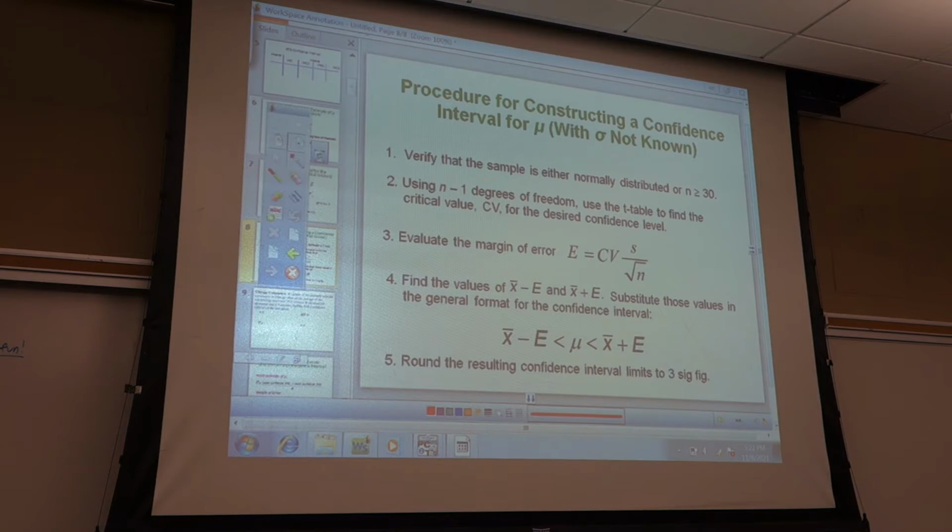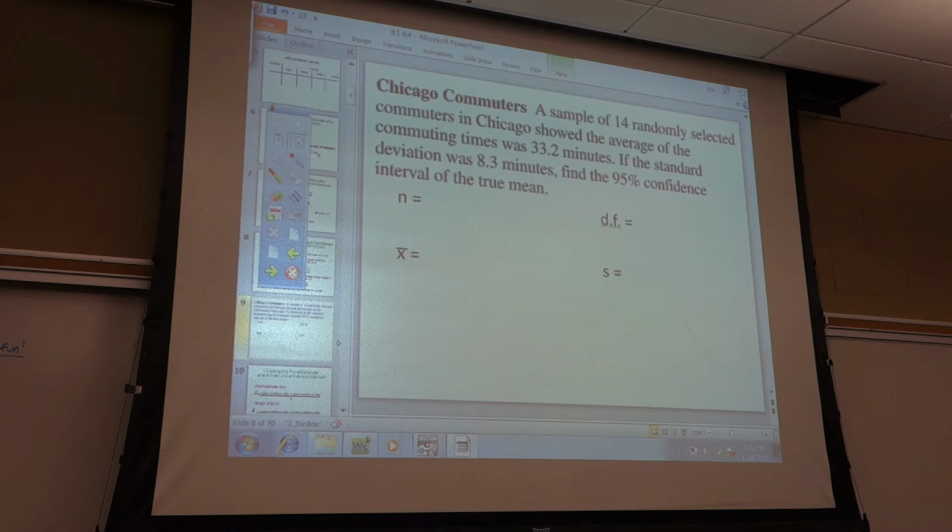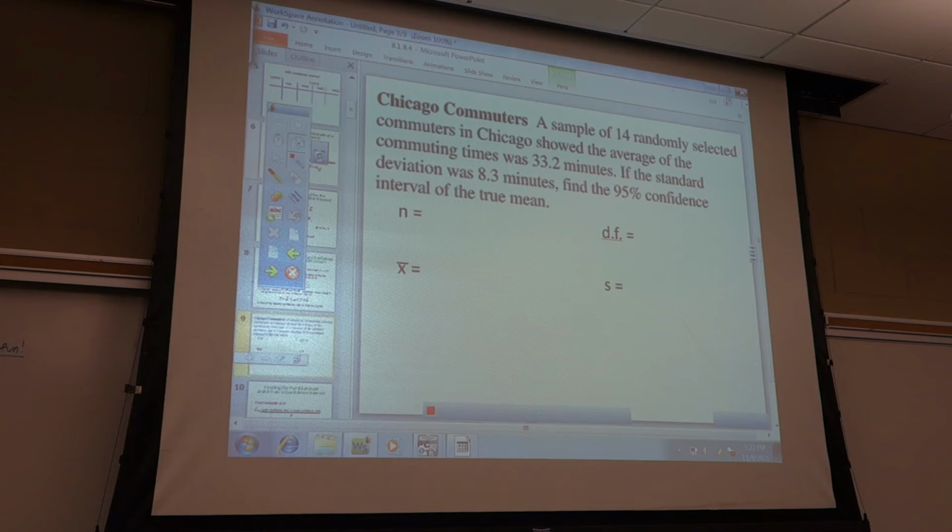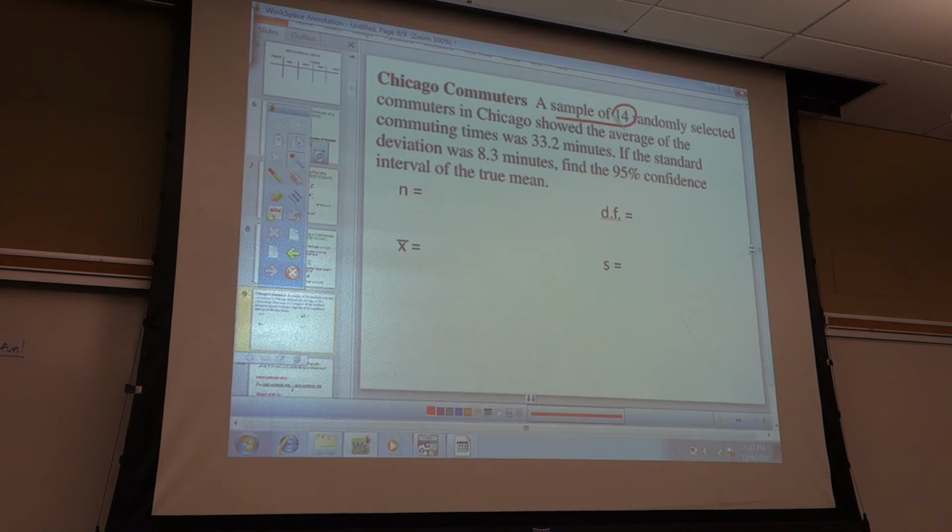Okay, so here is your quiz. What's the sample size? 14. Yep, that's my n. The average of the commute times was 33.2 minutes. Average, that's my x bar, perfect. And then a standard deviation of 8.3, that's my s. All right, so if my n is 14, what's my degrees of freedom? 13. It's n minus 1.